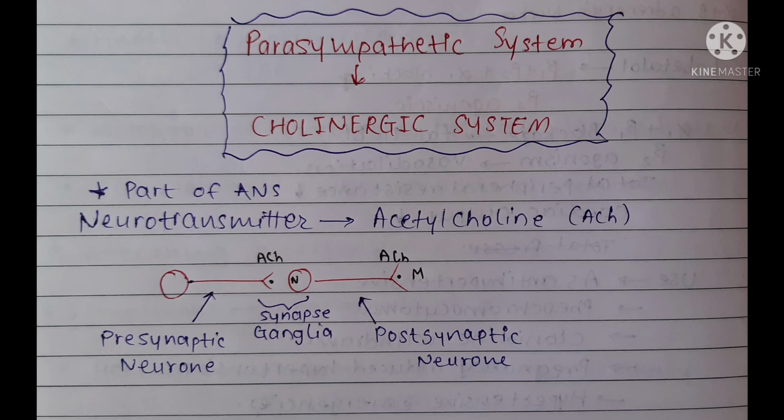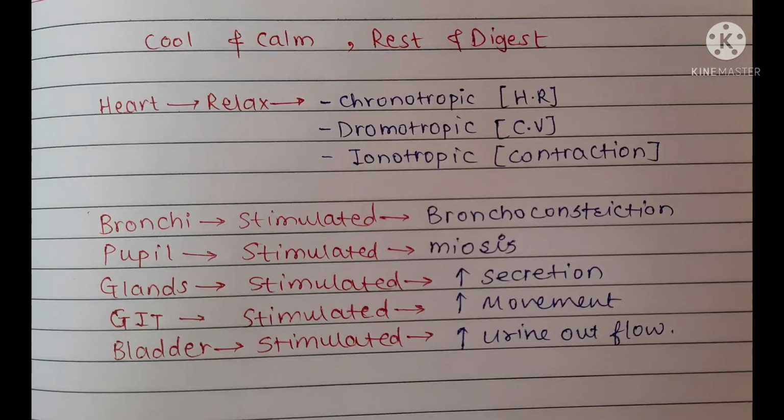It is part of the autonomic nervous system. The neurotransmitter which is working here is acetylcholine. See in this diagram, the acetylcholine works presynaptically as well as postsynaptically. Presynaptically means at the ganglia and postsynaptically at the effector cell, organ or tissue. So let's see how this parasympathetic system works.